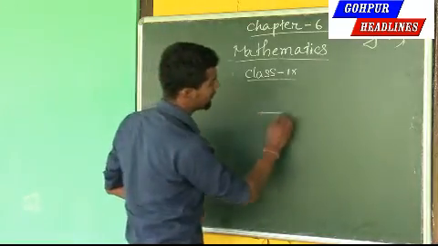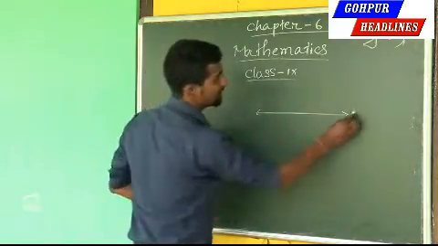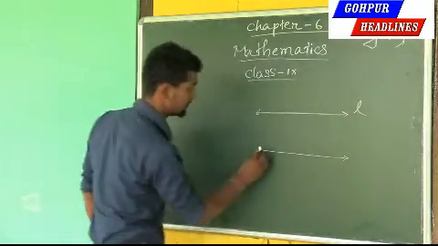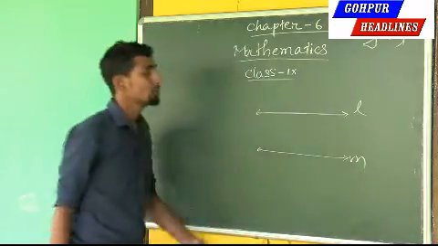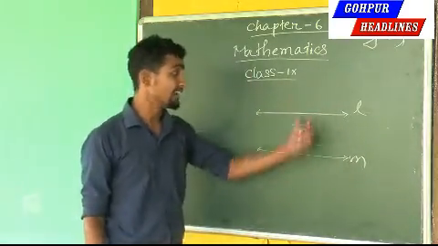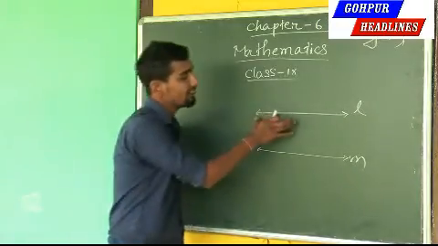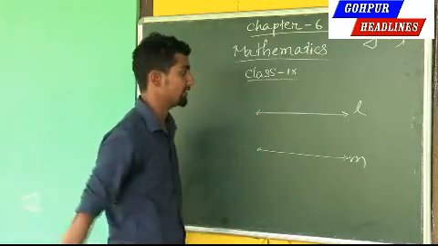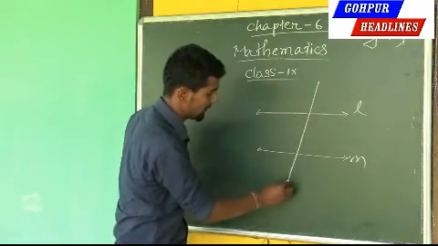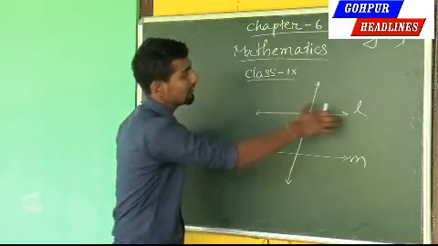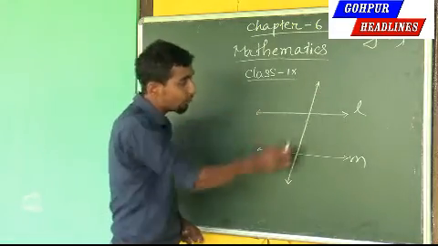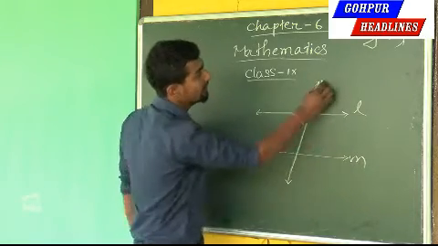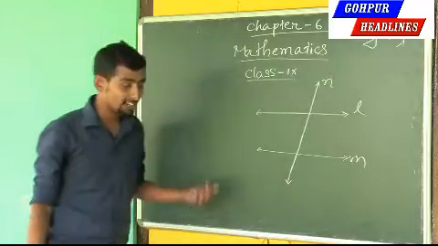Suppose this is a line L, and the second one is the line M. So these two are lines L and M. They are not required to be parallel, these are just two lines. When we cut these two lines with another line, that is known as the transversal. So L and M are the lines, and N, I write, is a transversal.